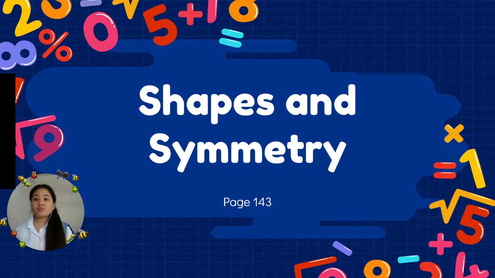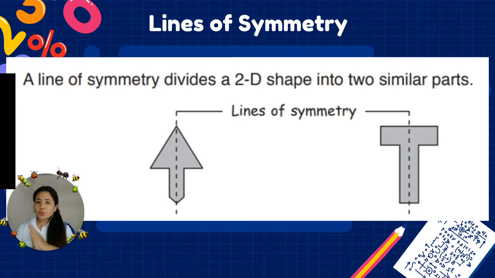Today we have a new topic that is shapes and symmetry. Okay, so let's proceed. Before we read this figure, what is symmetry? Symmetry is the quality of something that has two sides or halves that are the same. Meaning if you cut the shape, they have identical parts. So they are symmetric, the same or identical. They have the same shape. Okay, so let's proceed.